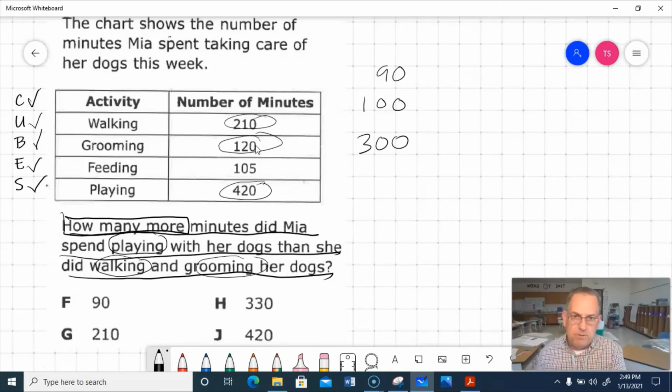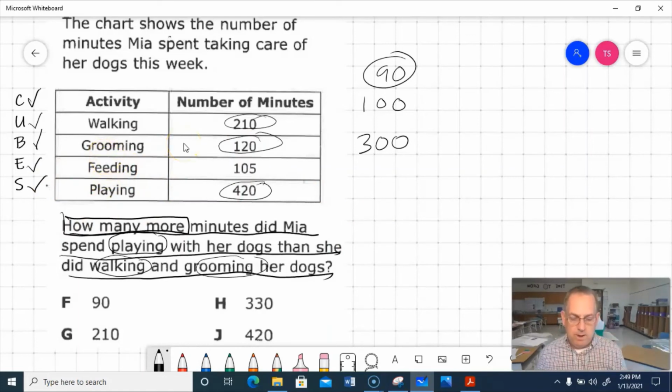So it looks like using mental math we figured out that it took her 90 minutes. Or no, I'm sorry. She spent 90 more minutes playing with her dog than she did walking her dog and grooming her dog.